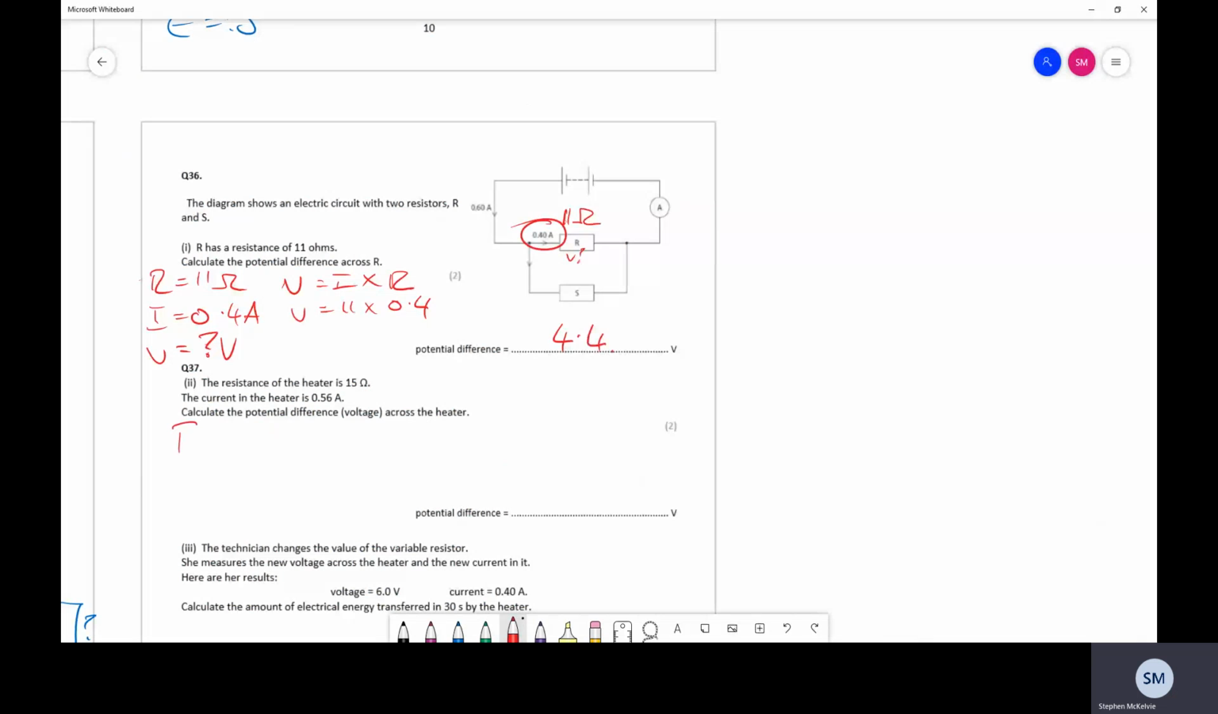The resistance of the heater, R, is equal to 15 ohms. The current in the heater, I, is 0.56 amps.